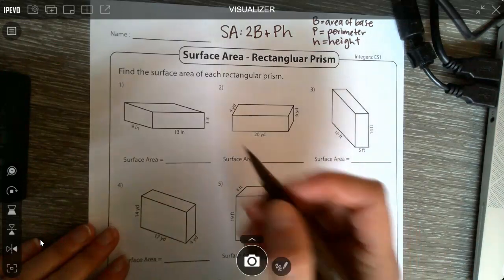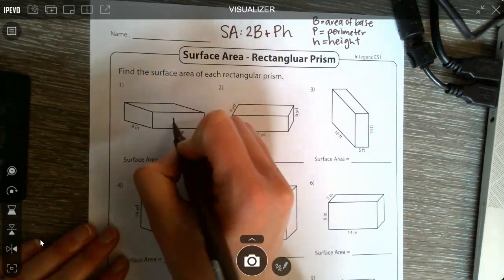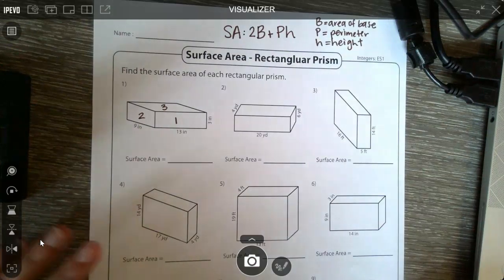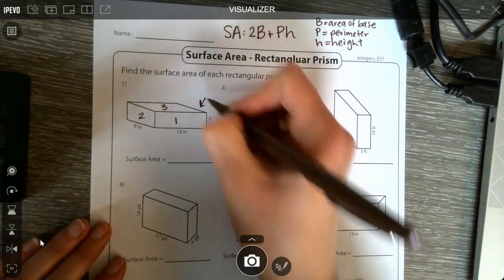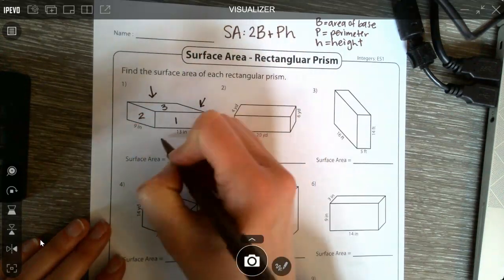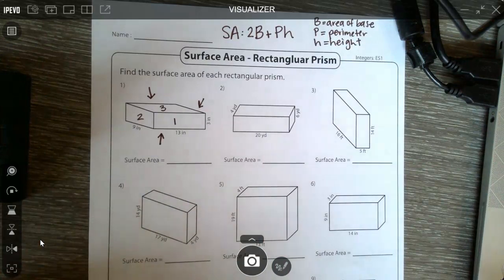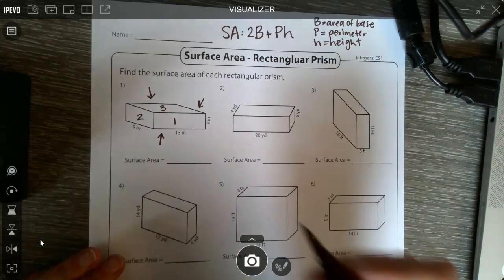The surface area: right now I can see 1, 2, 3 of my sides, or my faces, because it's a 3D shape. You also know there's 1 back here, 1 back here, and 1 underneath. So in total there are 6. I need all areas added together. So I'm going to start with the first one.